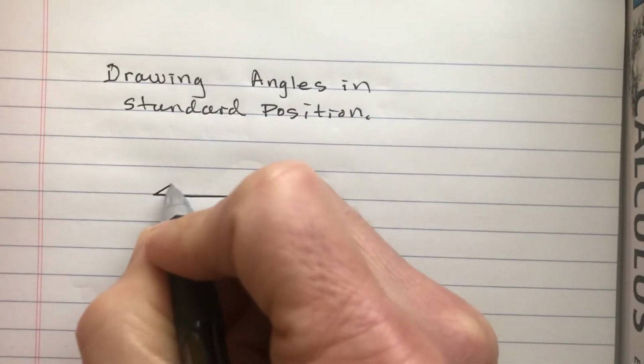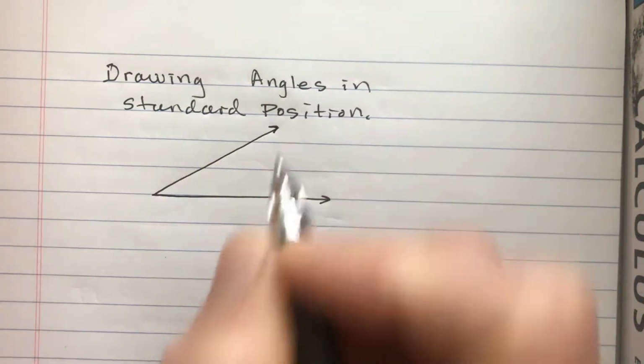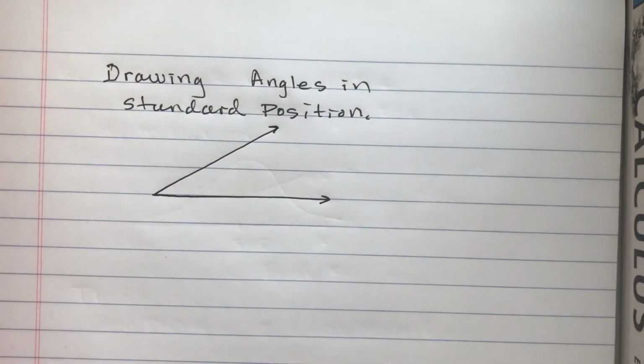An angle could be defined as the union of two rays having a common point. And then the question is, well, what is a ray? A ray consists of one point on a line and all points extending in one direction from that point.